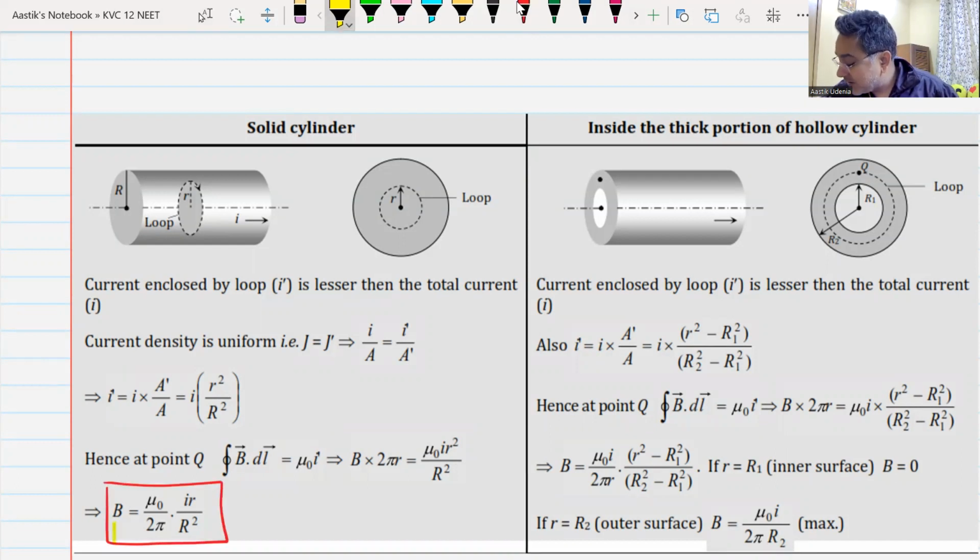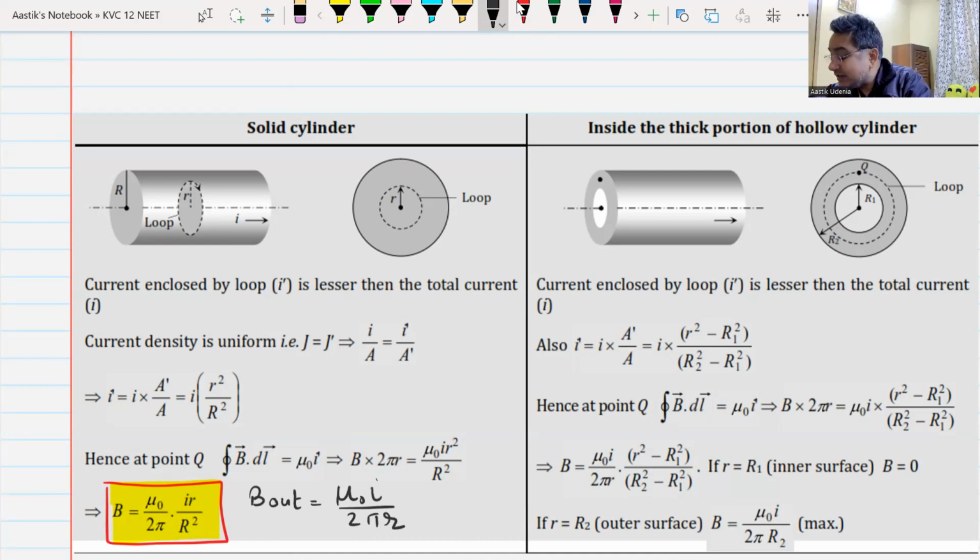Inside, at any point, the magnetic field is mu naught I r upon 2 pi into capital R square. Outside, at any point, the magnetic field is mu naught I by 2 pi small r, where r is the distance from the axis of the cylinder.